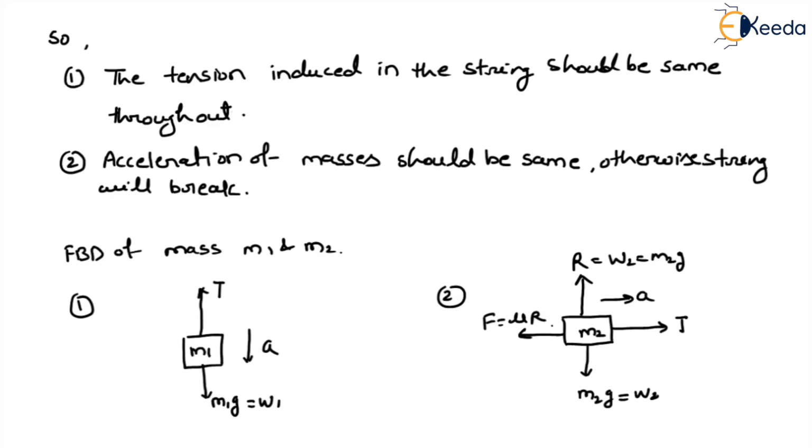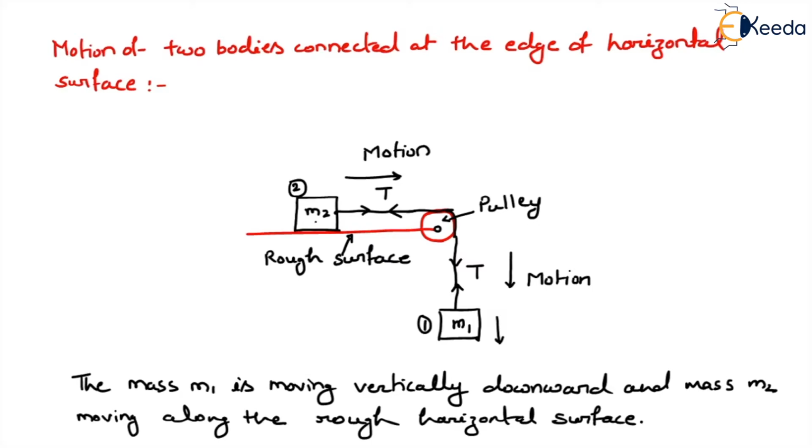Now let's see the free body diagram of the second mass. Here this is our mass M2 and it is resting on a rough horizontal surface. The first force will be weight, acting vertically downward, and since it is resting on a rough horizontal surface, there will be a reaction opposite to it that will act vertically upward. Now this mass is attached with the string.